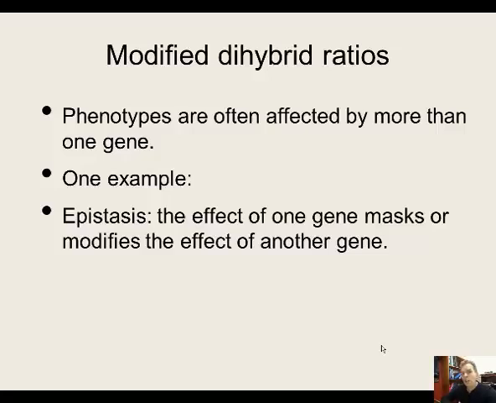Another example with two traits is called modified dihybrid ratios. A lot of times phenotypes are often affected by more than one gene. We saw this in the previous examples when I talked about genetic background and things like suppression, how certain genes that are not part of the cross you are conducting are influencing that cross. So this example here is where we're looking at a specific gene that influences the expression of that second gene. And this concept is called epistasis, when the effect of one gene masks or modifies the effect of another.